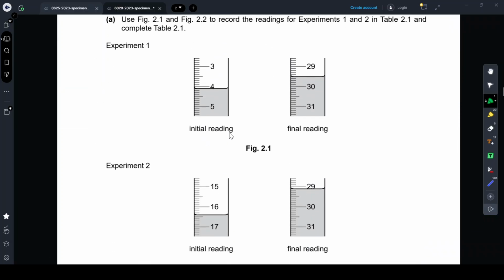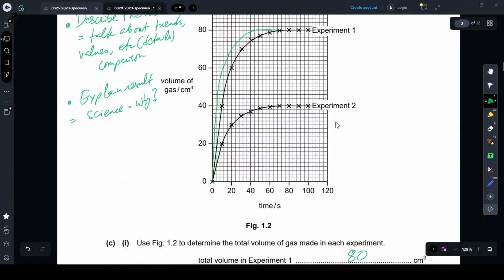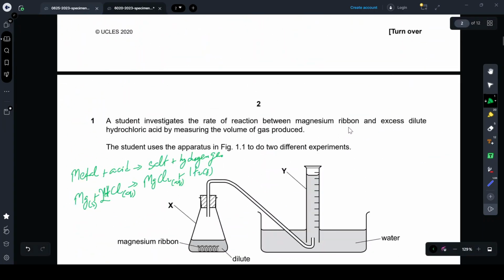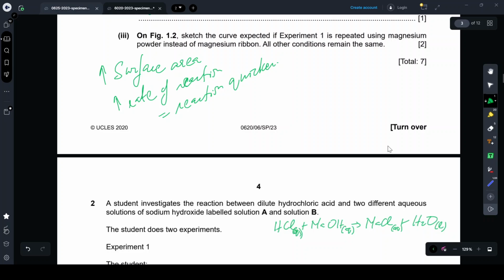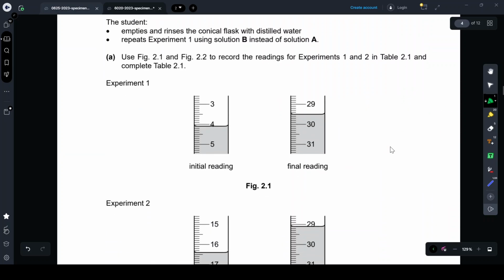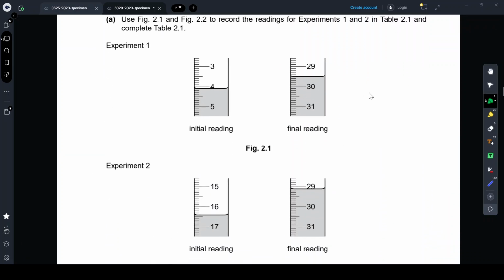Okay, so experiment 1, what's the final reading over here? So this is the final reading. Yeah, so this over here on the right is the final reading.